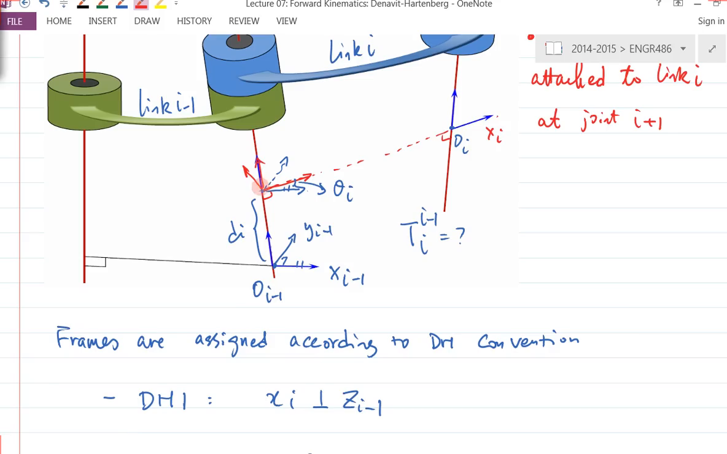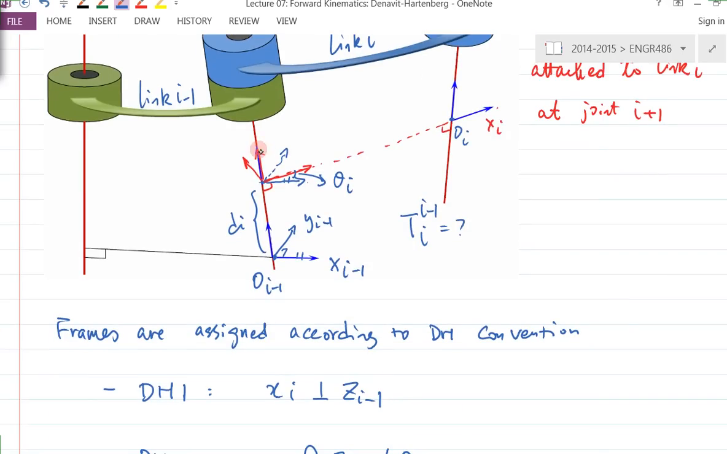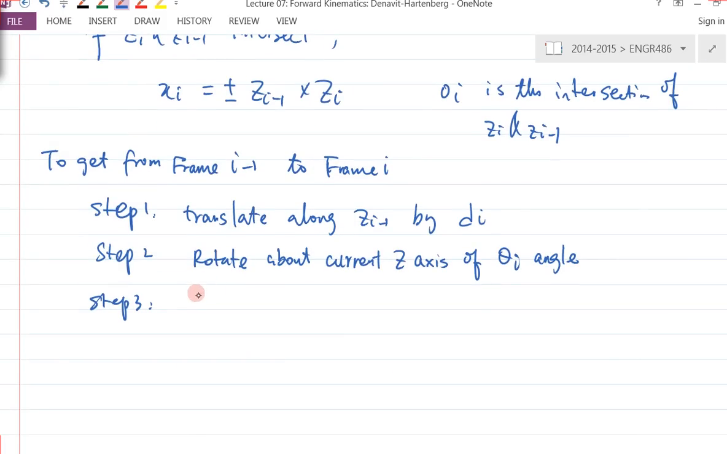So we still need to bring this frame over here. So what can we do? The next step is we translate this red frame along the current x-axis up to this location. Translate by how much? We call this a i. So translate this much distance, a i, up to this location. So the next step is to translate along the current x-axis by a i.